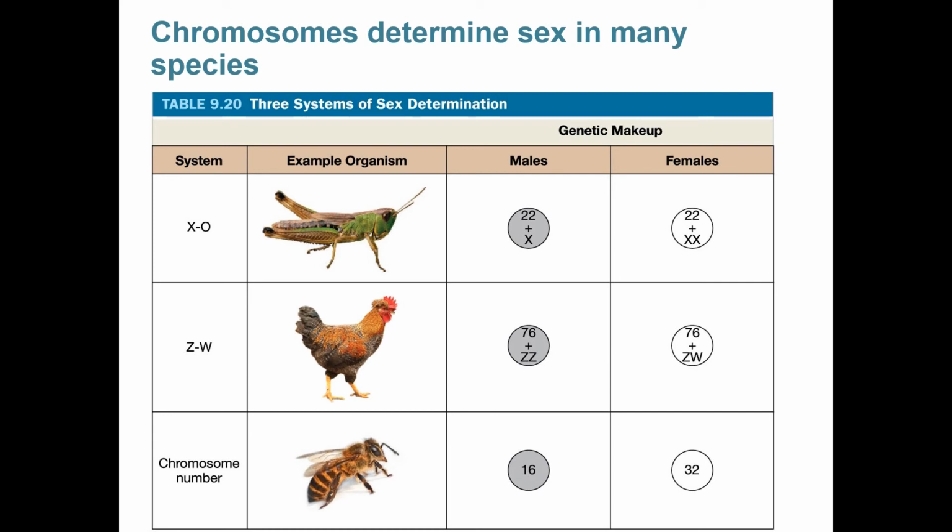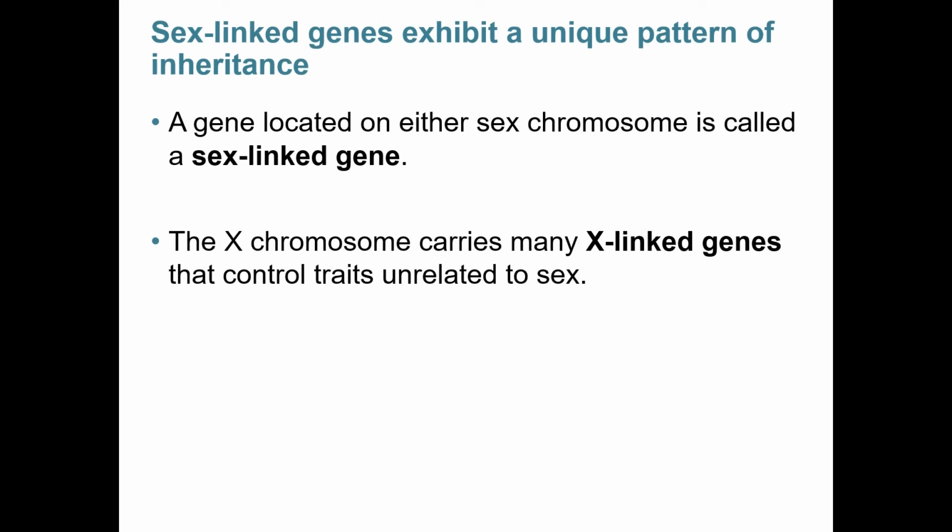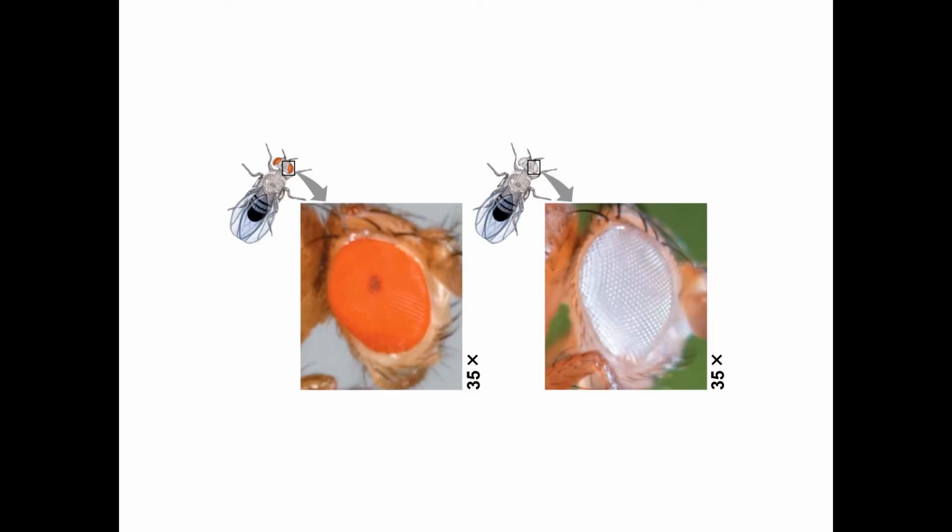Now, that's a lot of different things to remember, so for us, we're only going to be doing genetics for things that are like us. A gene that is located on a sex chromosome is called a sex-linked gene. For our purposes, this is mostly going to be genes located on the X chromosome, and that's because the Y chromosome contains very few genes. So let's talk about an example. The gene for this trait is located on the X chromosome. So let's see what happens when we do a cross.